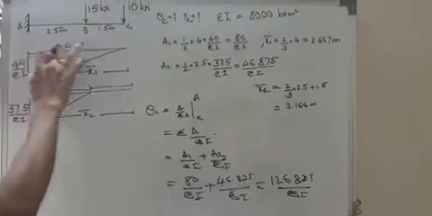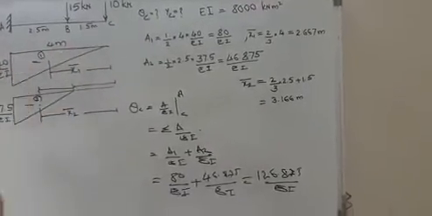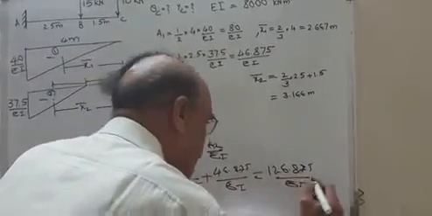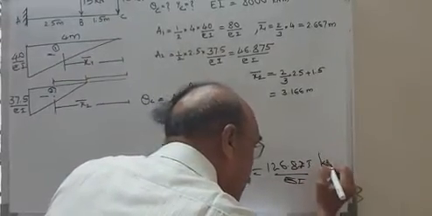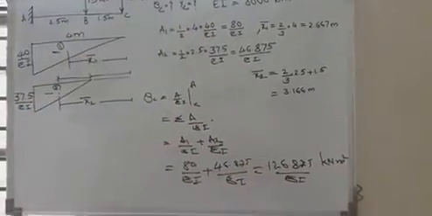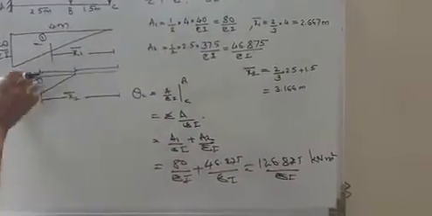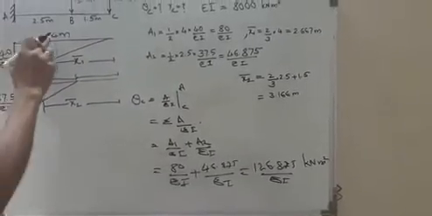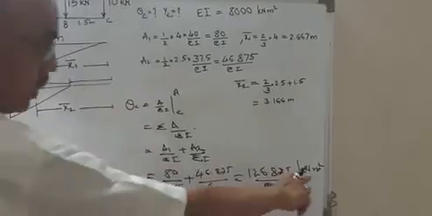Area means it is not the area of the geometrical figure. It is not a triangle. It is the area of the bending moment diagram. Actually this 126 point, it is kilonewton meter square. Why? It is half base times height. Base is in meter, height is in kilonewton meter. Bending moment is always kilonewton meter. So meter into kilonewton meter will be kilonewton meter square.